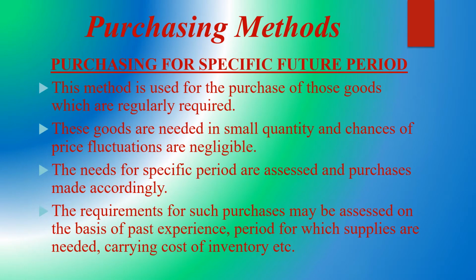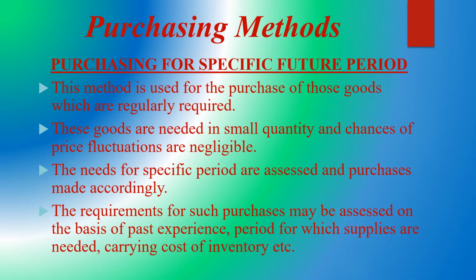Students, now we are going to discuss about purchasing methods. Under that, the first one is purchasing for specific future period. This method is used for the purchase of those goods which are regularly required. These goods are needed in small quantity and chances of price fluctuations are negligible. The needs for specific period are assessed and purchases made accordingly.